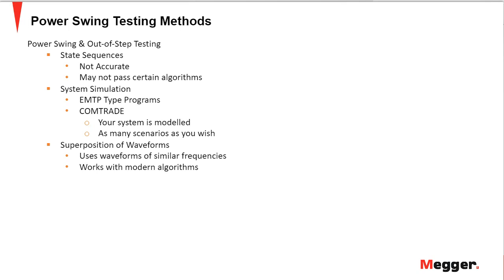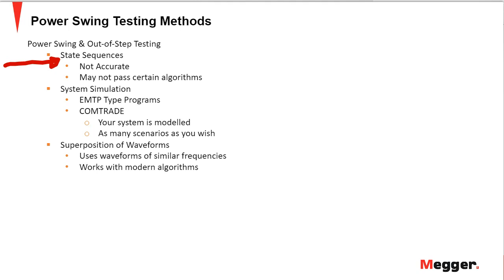The older and, let's say, more common method a few years ago used to be using state sequences. Every single document out there recommends that you do not use state sequences to test, but I have seen many people still using state sequences to test power swing. Not that you don't use state sequences to test, no, but that you don't use them to test power swings in particular because of the discrete nature of this method and the fact that power swings don't happen in these discrete steps.